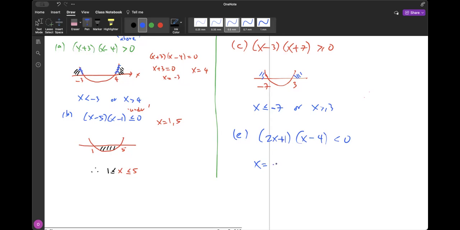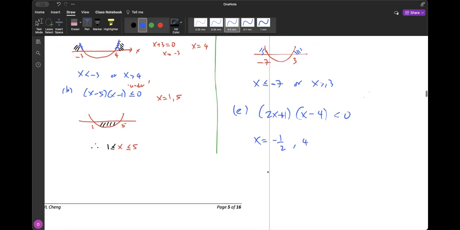How? Yes, correct. The other one? 4, correct. Then you have to draw a smiling face. The smaller one is to the left. The bigger one is to the right. If it's less than, it's in between. In between is below here.